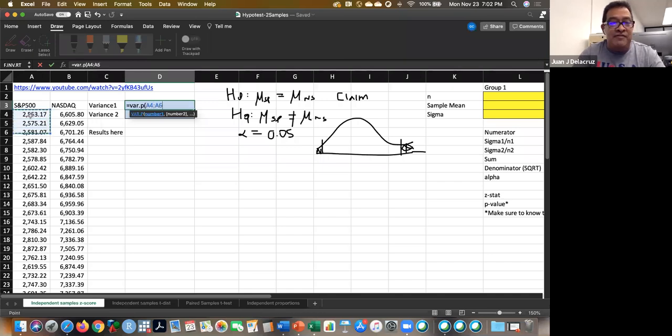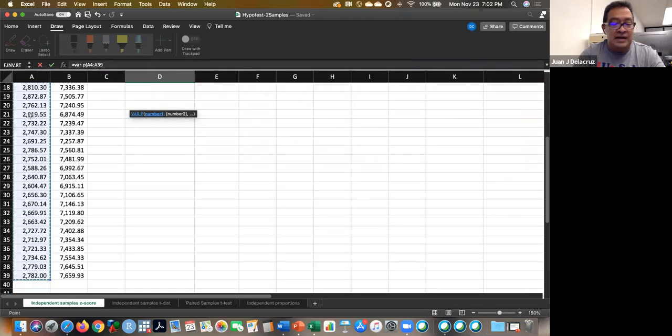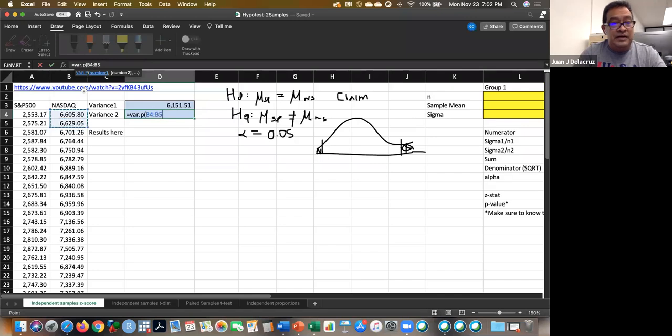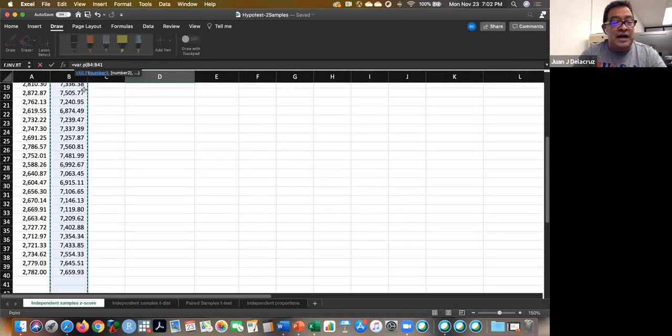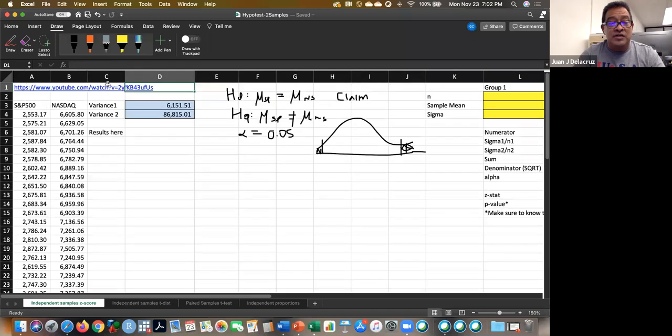I am going to find group number 1. So this is the variance for my first group. Then I'm going to find the variance for my second group. I want to find those values because, as I said before, we need those values to compute our results. As we can see, the variance for the Standard & Poor's is very small. However, the variance for the NASDAQ is greater.